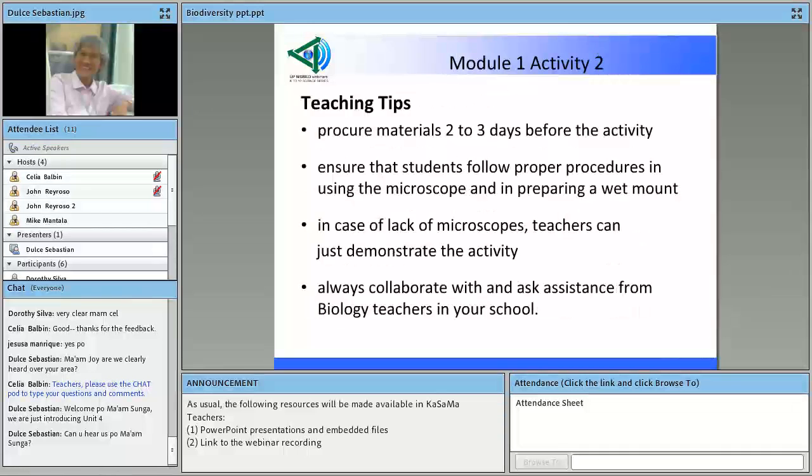Okay, teaching tips. Of course, procure materials 2 to 3 days before the activity. This is an exercise again of how they are going to use the microscope. But in case there's a lack of microscopes, teachers can demonstrate the activity. And for those who will be teaching this for the first time, let us always collaborate with and ask assistance from biology teachers in your school.